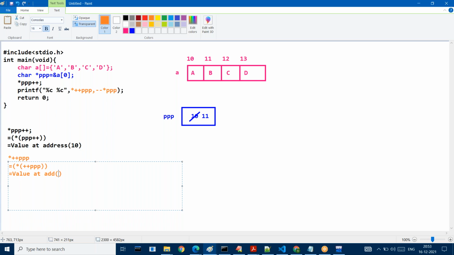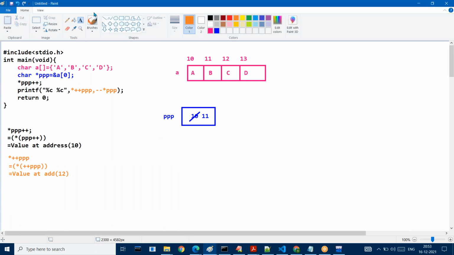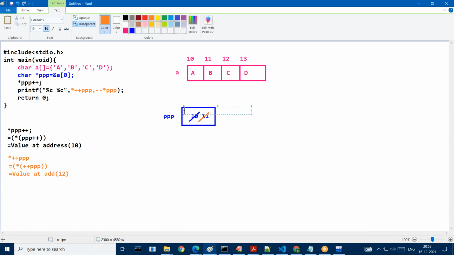What? Plus plus PPP. PPP current value is what? 11. First it will be incremented, so it will become 12. So what are they asking? Value at address 12. Now it got incremented and it is becoming 12. So it becomes value at address 12.